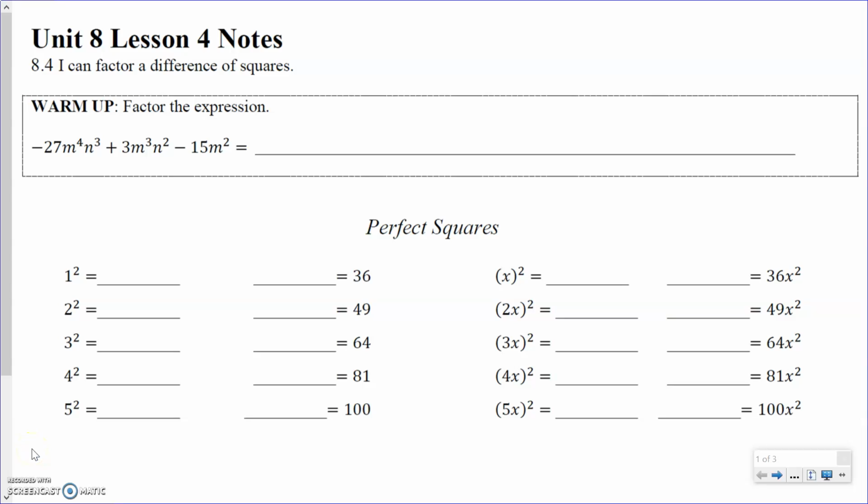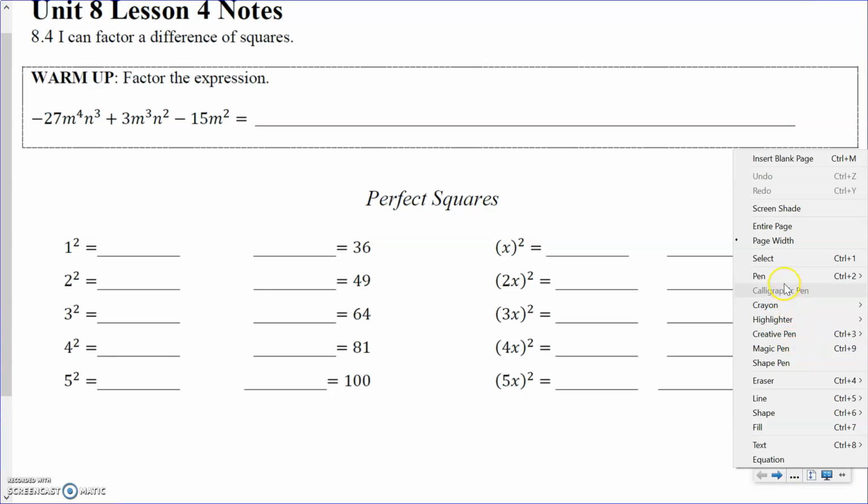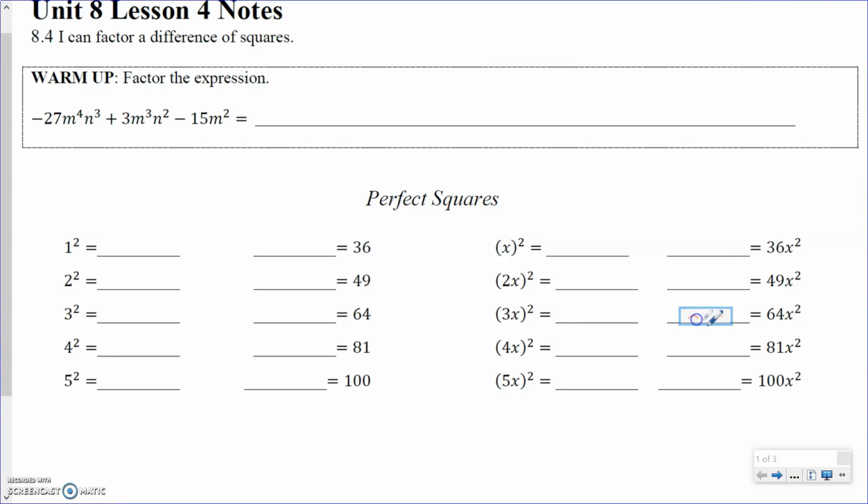Okay, today is the last type of graphing polynomials, and this is a special case. Before we do this, we want to talk about perfect squares. So we're going to fill this in here.